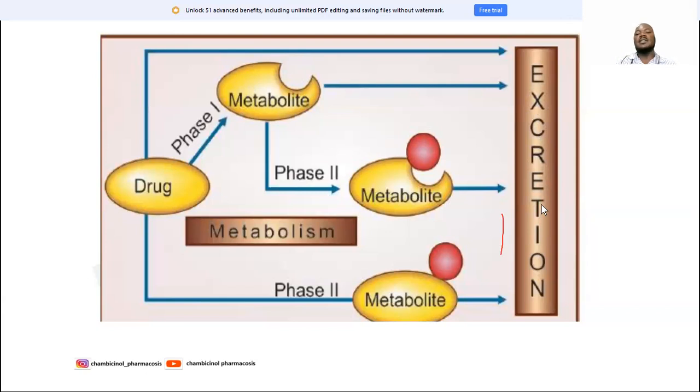In most cases, it is excreted through the bile, or if it is small in size, it will be excreted through the renal system. But it is not the case that phase 2 occurs only after phase 1. The parent drug can undergo phase 2 directly and form a metabolite conjugated with the polar endogenous substance, and then it will be ready to be excreted through the excretory organs, including the bile and the kidney.